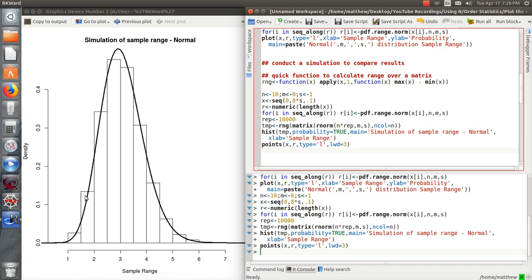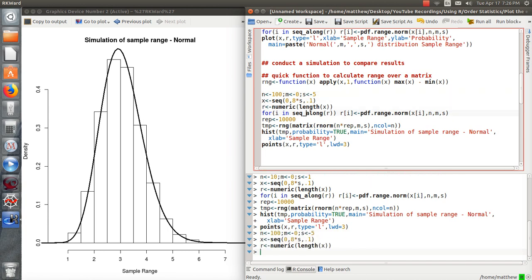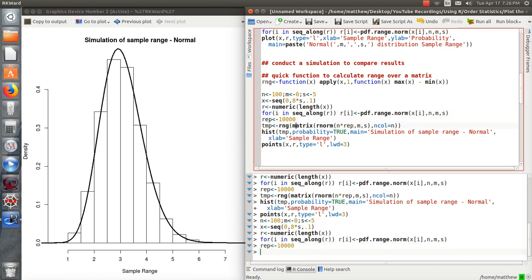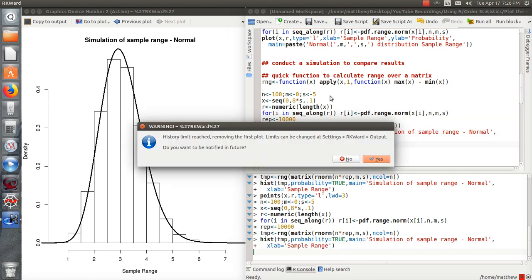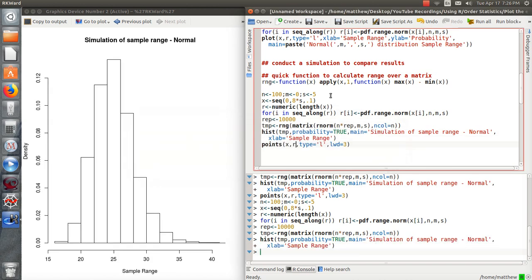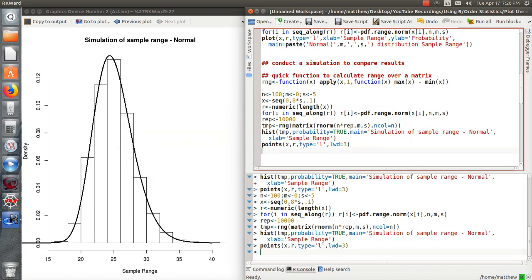more accurate. Okay, so let's redo this for a sample size of 100 this time, standard deviation of 5, and really the mean value doesn't matter, so I'll leave it at 0. So here the matrix is going to be 100 columns and 10,000 rows, and then we look at the sample histogram of those values, and then plot the exact distribution right over the top of it.